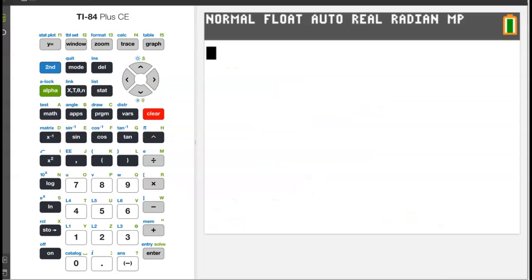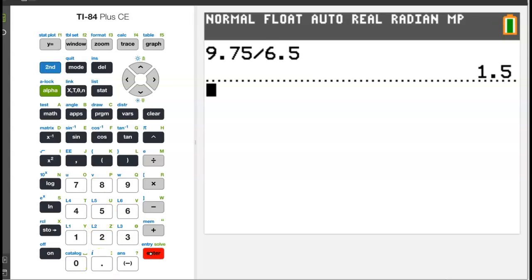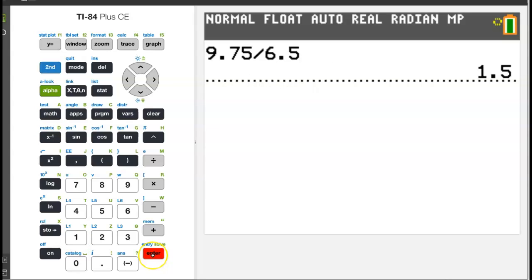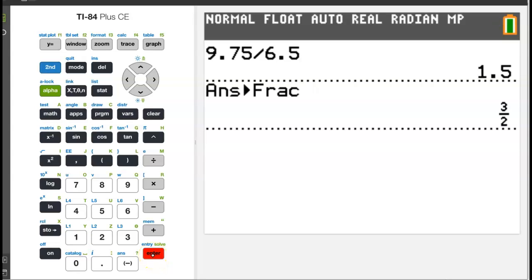So on the TI-84, we're going to type 9.75 divide by 6.5, and when you hit enter you get 1.5. Now the calculator has a nice feature called the fraction button. So on the left hand side, I just highlighted in red, press math, then press number 1 for fraction and hit enter, and it'll convert 1.5 into a fraction.